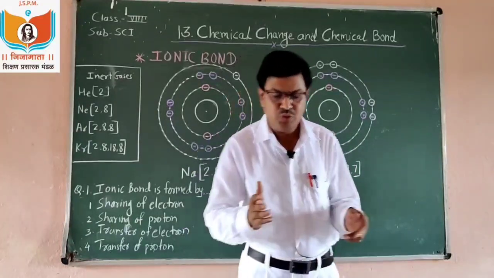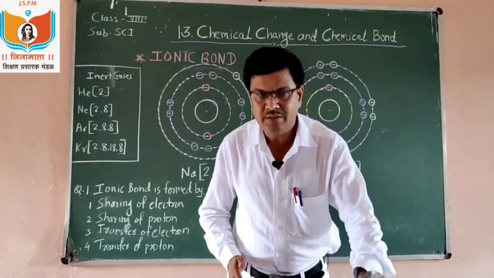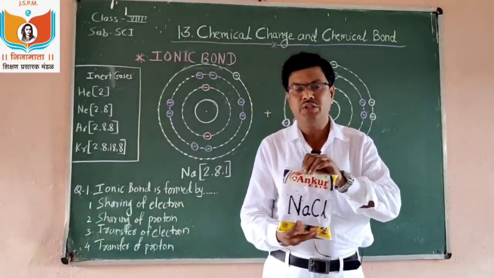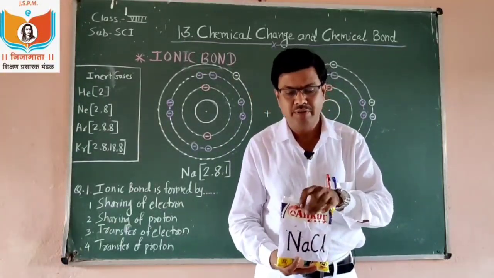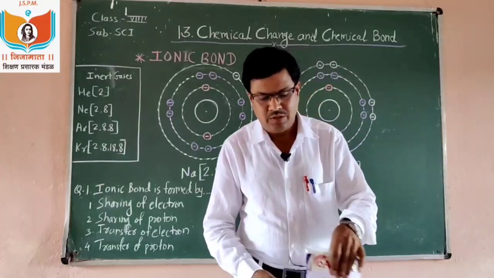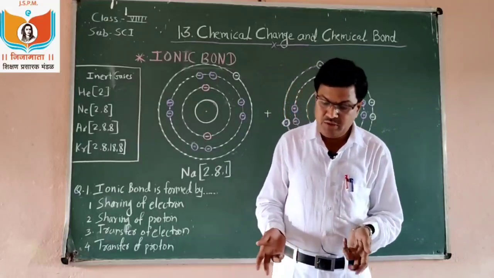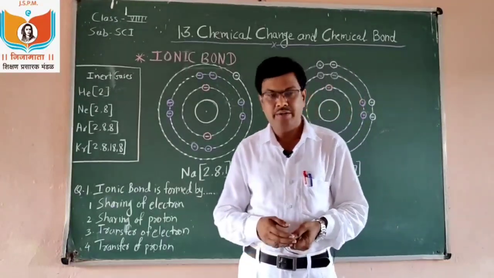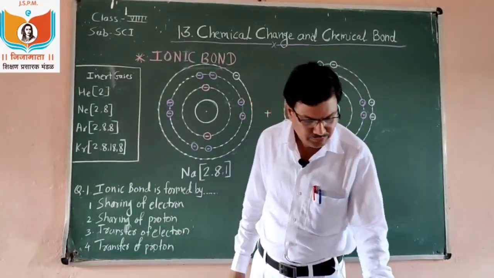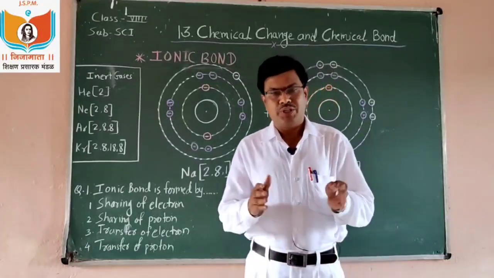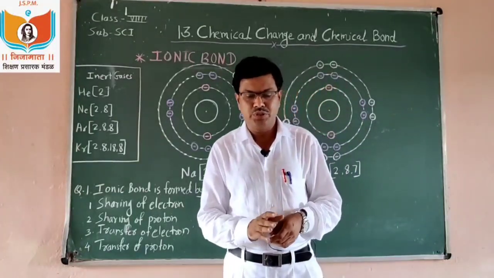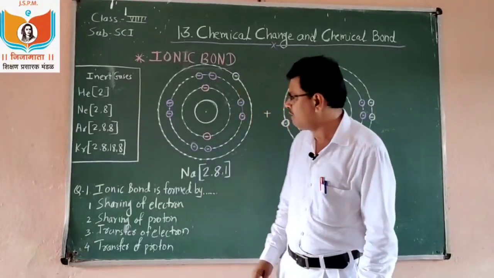At first, we know common salt that is used daily in our life. This is called sodium chloride, and the chemical formula of sodium chloride is NaCl. For this purpose, we should know the electronic configuration of sodium and chlorine.